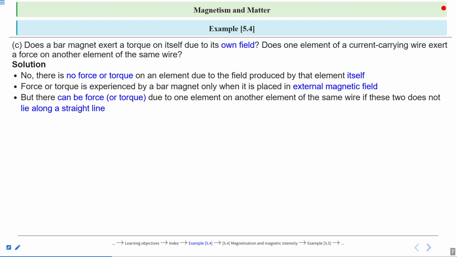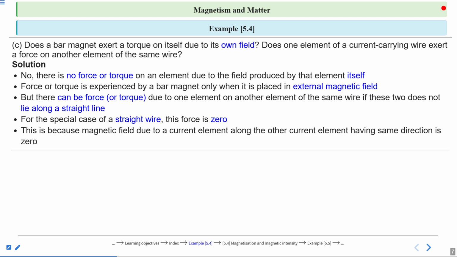Due to this, the force along the dl vector, or magnetic field at the dl vector, will become 0. Okay, so force or torque due to one element on another element of the same wire, if these two do not lie along a straight line. That means for the special case of a straight wire, the force is 0. Otherwise, if the wire is not straight, these elements are not lying on one straight line, then it is possible that one element will exert force on the other element.